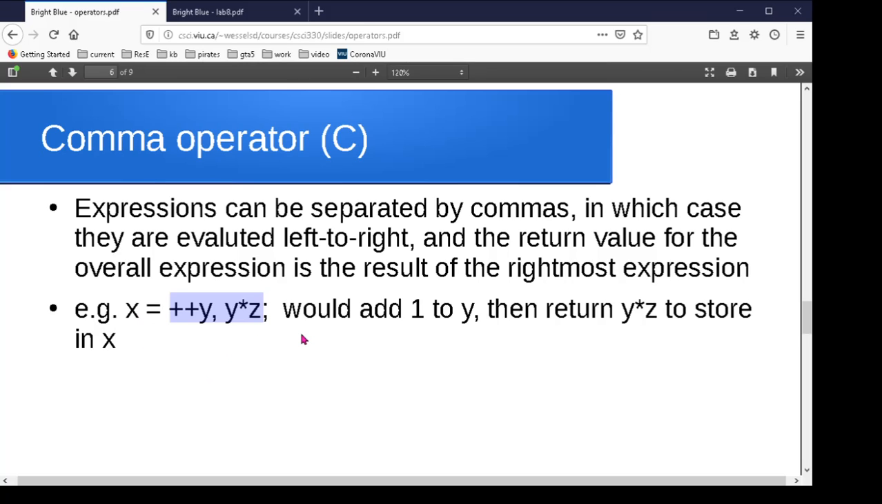Now, if you've had a look at Lab 8, I think it's Lab 8A, you're dealing with an expression that's got these commas in it. So you do have to play with this a little bit.